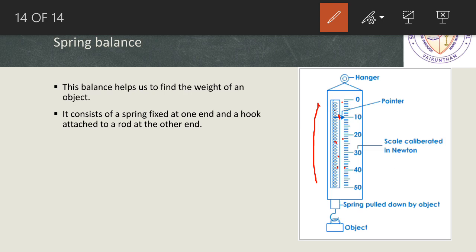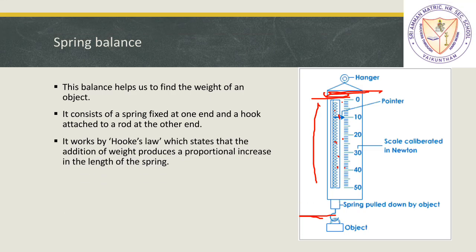One end of the spring is attached to a hook here. Another end is fixed, here it is fixed. The other end is open, which is given to a hook. It works by Hooke's law. So the principle behind the spring balance is Hooke's law, which states that the addition of weight produces a proportional increase in the length of the spring.